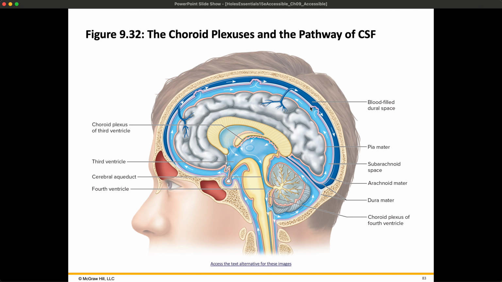You can see how cerebrospinal fluid is circulated through and then up and out of these little choroid plexuses, that variation of the pia mater, and then moved into the ventricles where it can then be drained out. This makes sure that the cerebrospinal fluid doesn't swell up in the brain and put pressure on the brain tissue.